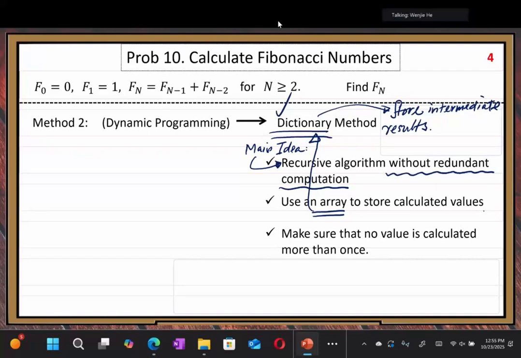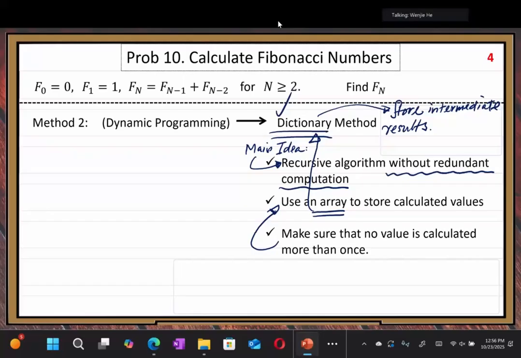Then make sure that no value is calculated more than once. So this item explains why we need to use this array: because we want to make sure no value is calculated more than once. This sentence makes sure there is no redundancy in our calculation.